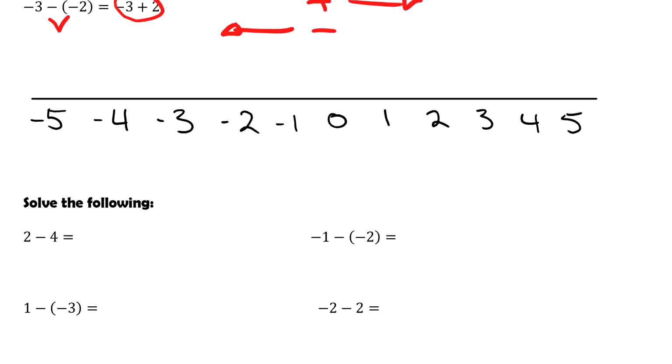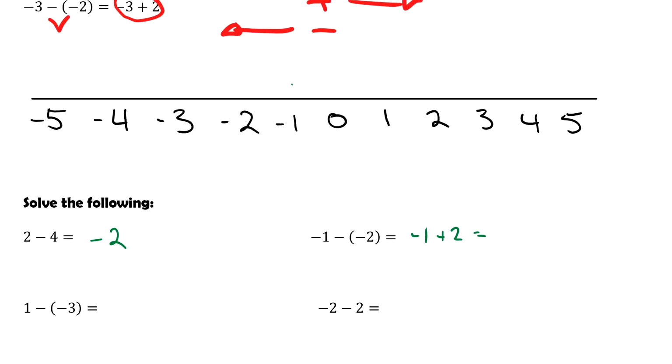So we start at 2, and because we're subtracting, we're going to the left, and we're going 4 positions to the left. So 1, 2, 3, 4. So the answer to that is negative 2. Now if we do the next one over here, negative 1 take away negative 2. So we can rewrite that. So that can go to negative 1 plus 2.